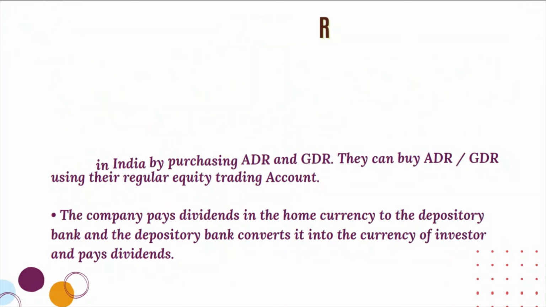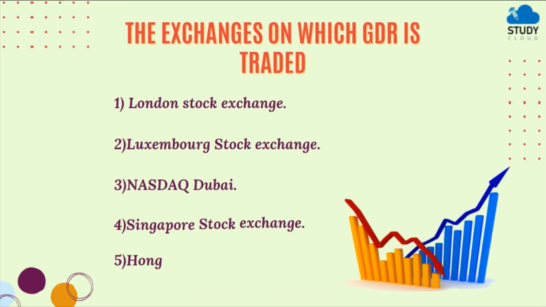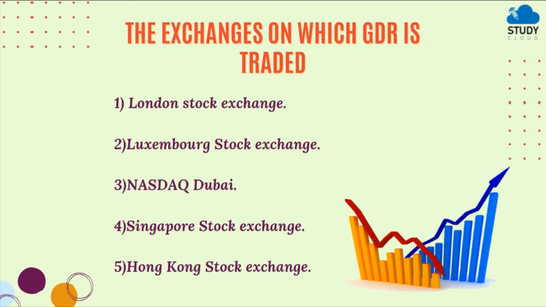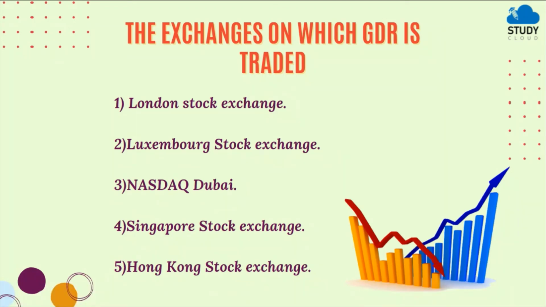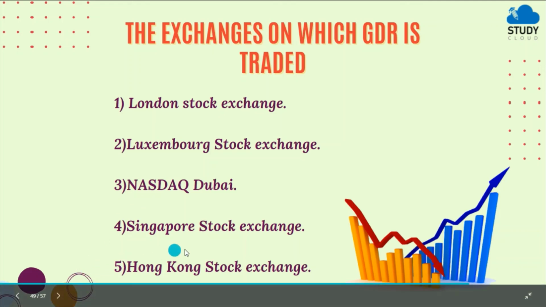So here are some examples also of the stock exchanges on which GDR is traded, like London Stock Exchange and Luxembourg Stock Exchange. Then NASDAQ, which is known as National Association of Securities Dealers Automated Quotation of Dubai. Then there is Singapore Stock Exchange, Hong Kong Stock Exchange, etc.